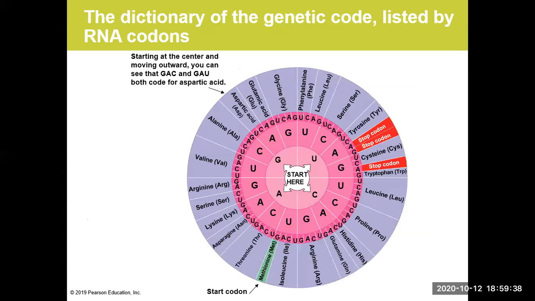This is the genetic code listed by the RNA codons. You have to start from the center of this circle. So the first letter that you see is the first base, so G. And then from G, if you go to A, you see that both GAC and GAU would code for aspartic acid. If you see the green colored one, this is methionine, this is the start codon. You also see the 3 stop codons shown in red.